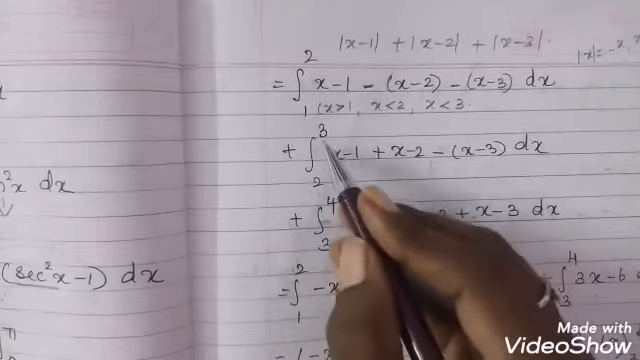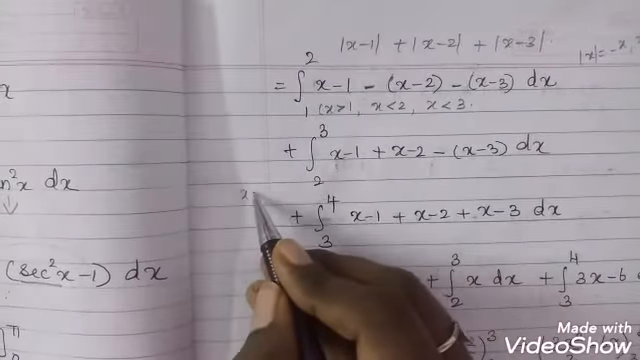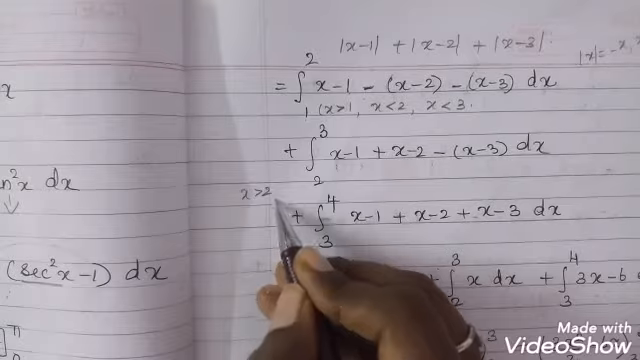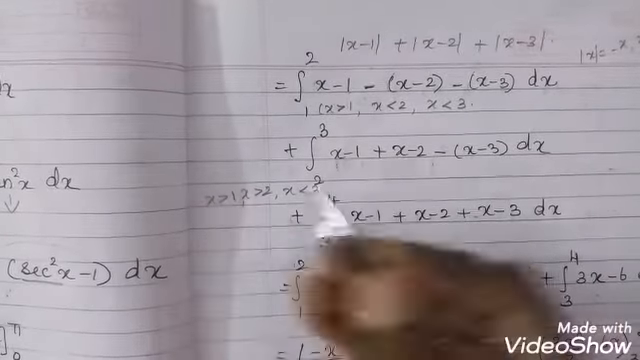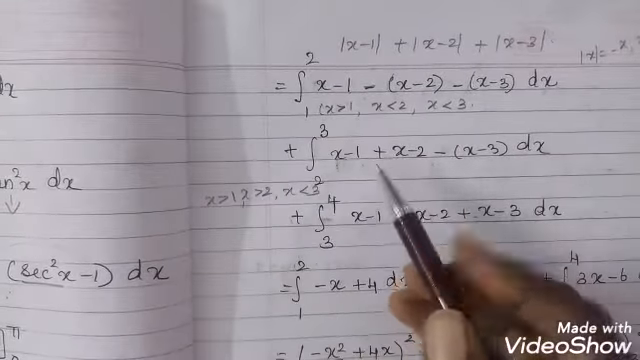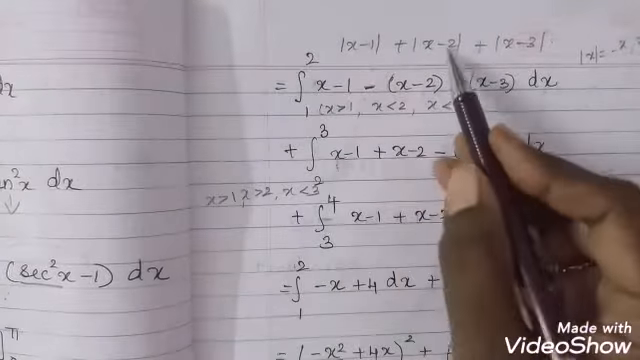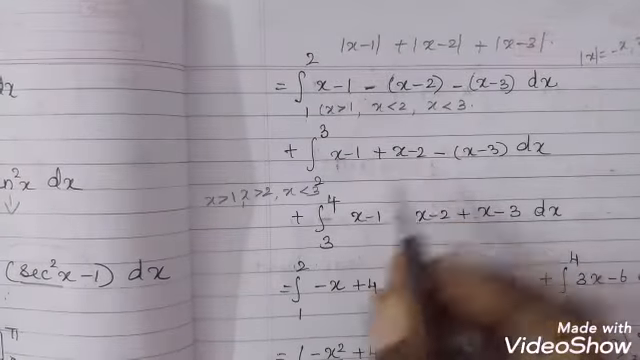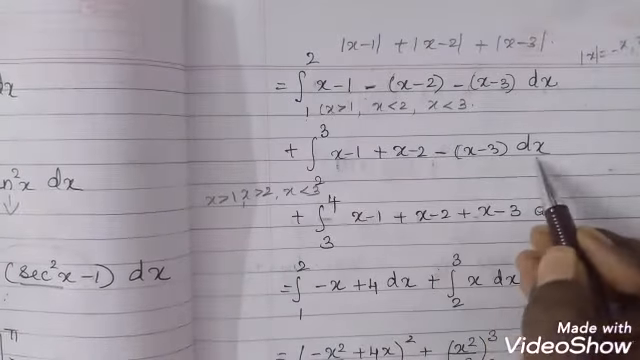Plus, what's the next one? Integral over 2 to 3. So what does integral over 2 to 3 mean? It is x greater than 2, x less than 3. So naturally it will be x greater than 1 also, because it is also greater than 1. So mod of x minus 1 can be written as x minus 1. Mod of x minus 2 can be written as x minus 2. Only your mod of x minus 3 will be written as minus of x minus 3 dx.